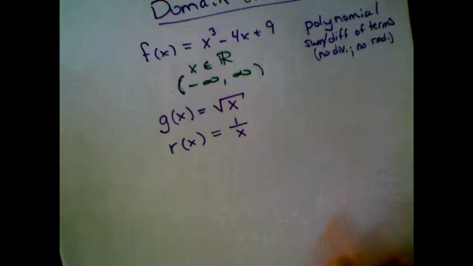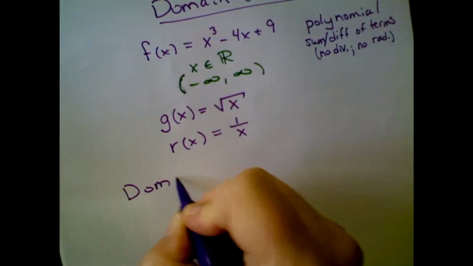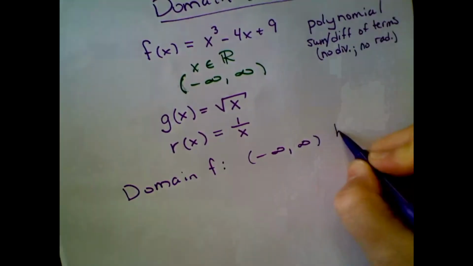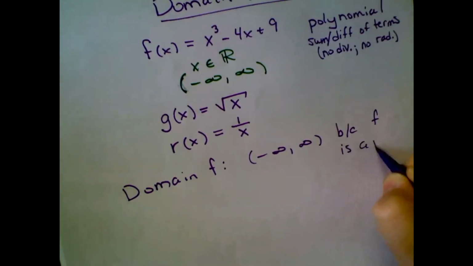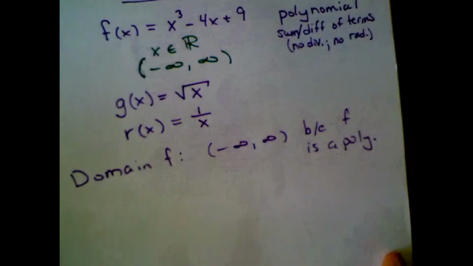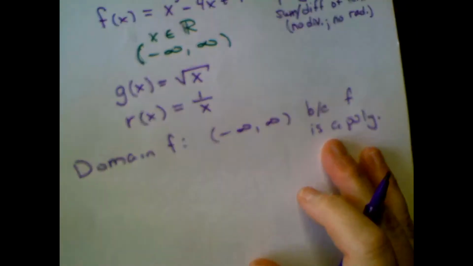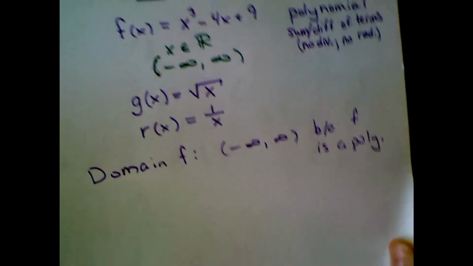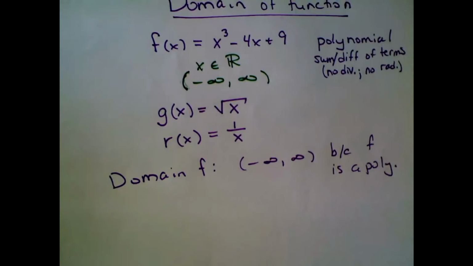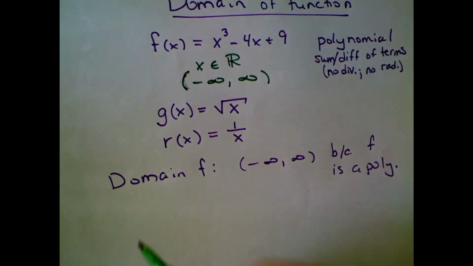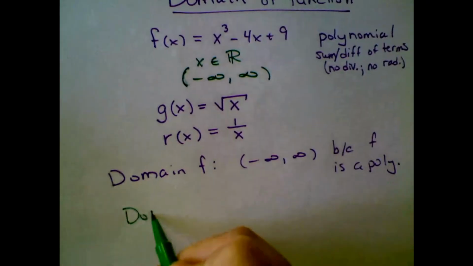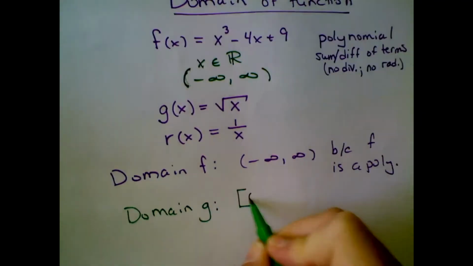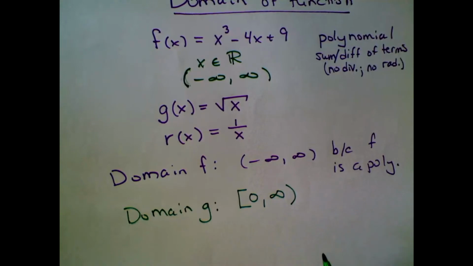Okay. So the domain of the function f is all real numbers because f is a polynomial. There is no risk of dividing by 0. There's no risk of taking the square root of a negative number. On the other hand, the domain of g is only the non-negative values on the number line.